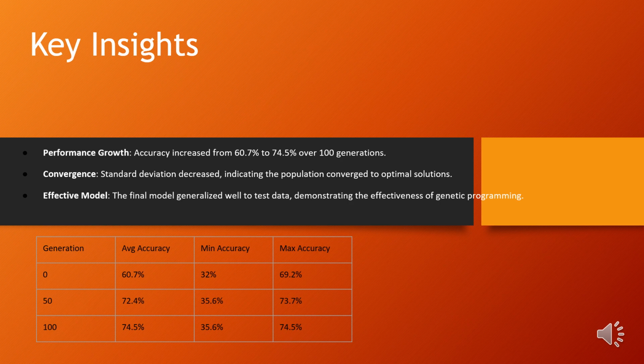We can see that the performance has increased from 60.7% to 74.5% over the 100 generations, starting with 60.7% in the 0th generation, reaching around 72.4% in the 50th generation, and around 74.5% in the 100th generation. The standard deviation decreased, indicating the population converged to optimal solutions. The final model generalized well to test data, demonstrating the effectiveness of genetic programming.